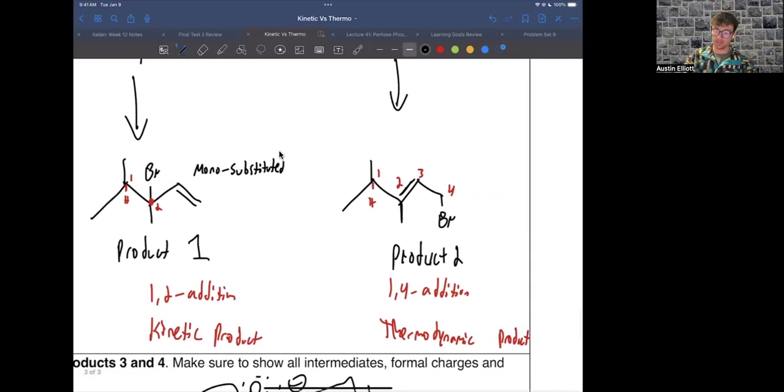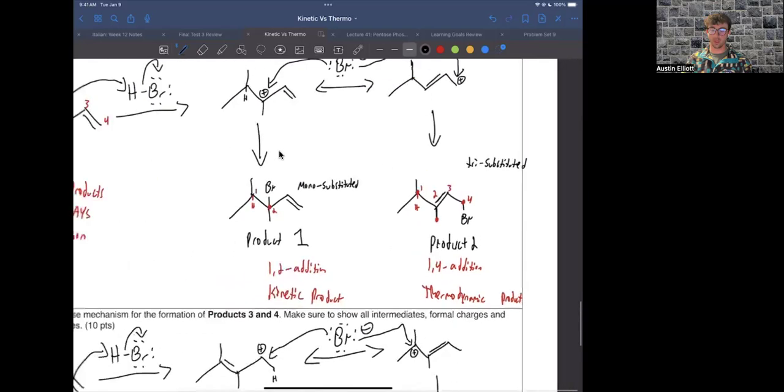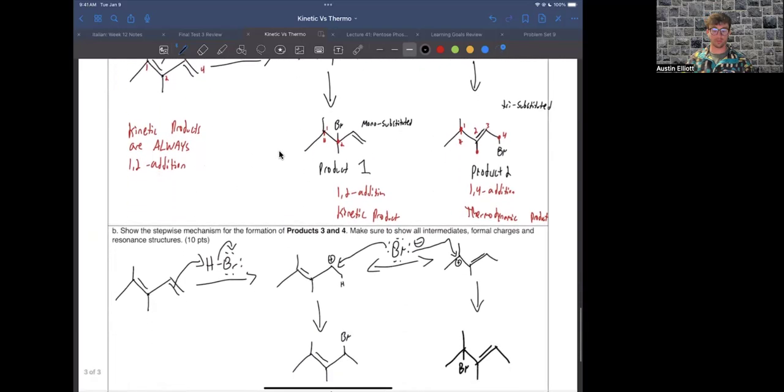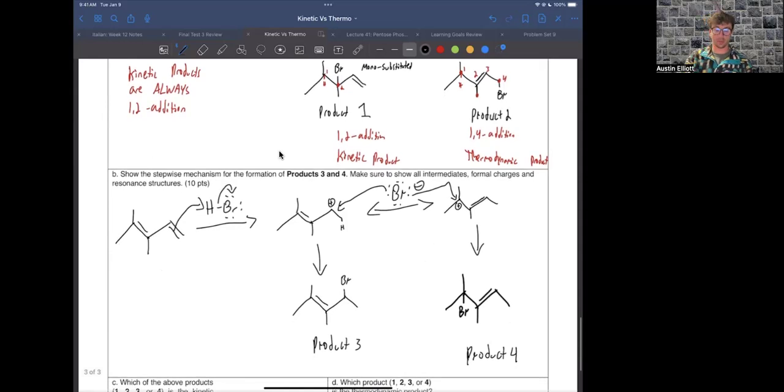And then looking over here, our product two is attached to 1, 2, 3 carbons. So this is tri substituted, which is what makes it our thermodynamic product in this case. So now we can move on to products three and four and decide which one is our kinetic and our thermodynamic product.